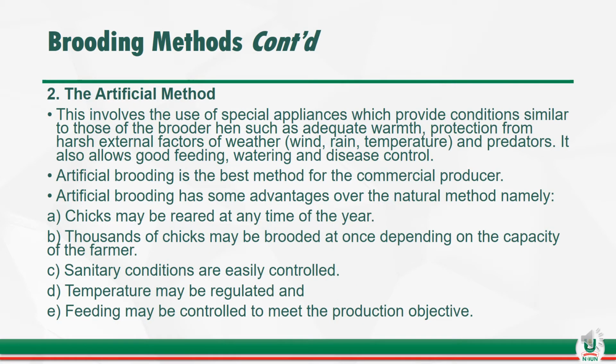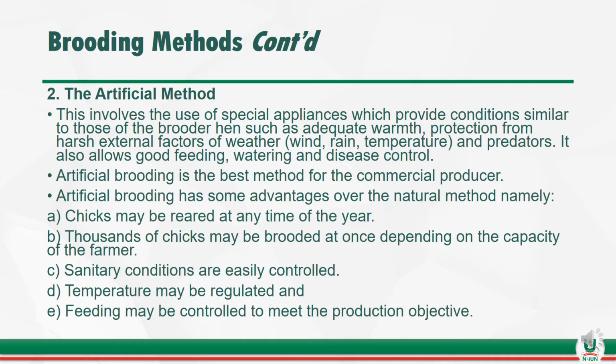Now the artificial method. This involves the use of special appliances which provide conditions similar to those of the brooder hen, such as warmth and protection from harsh external factors of weather and predators. It also allows good feeding, watering, and disease control. Artificial brooding is the best method for the commercial producer. I've said this earlier.